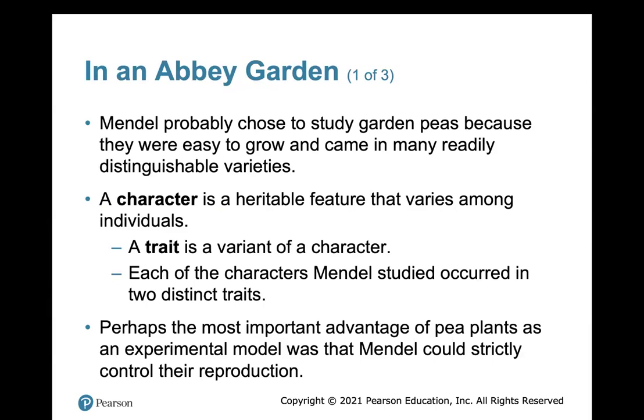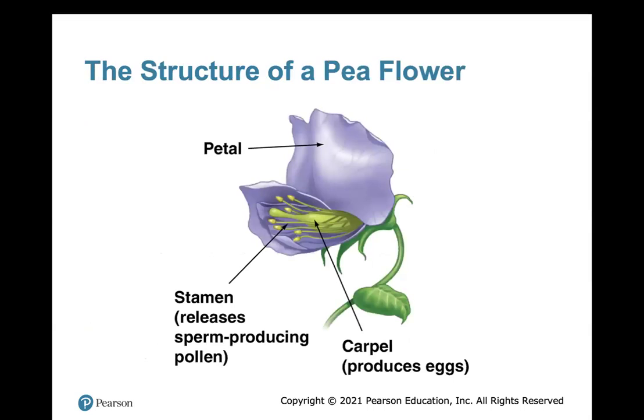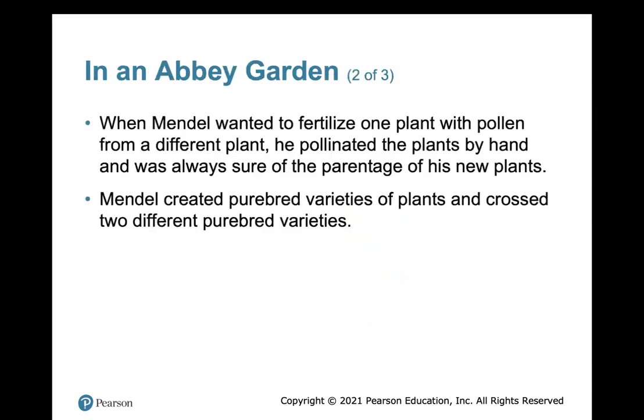And perhaps the most important advantage of the pea plants as an experimental model was that Mendel could easily and strictly control their reproduction. So this is a look at the structure of a pea flower. There's the petal, the stamen, which will release the sperm-producing pollen, and then the carpel, which produces eggs. So when Mendel wanted to fertilize one plant with pollen from a different plant, he pollinated the plants by hand, and then he was always sure of the parentage of his new plants.